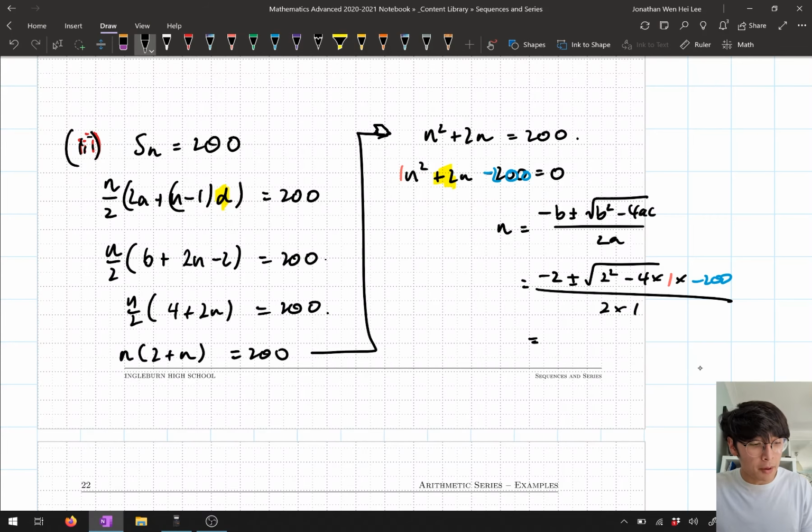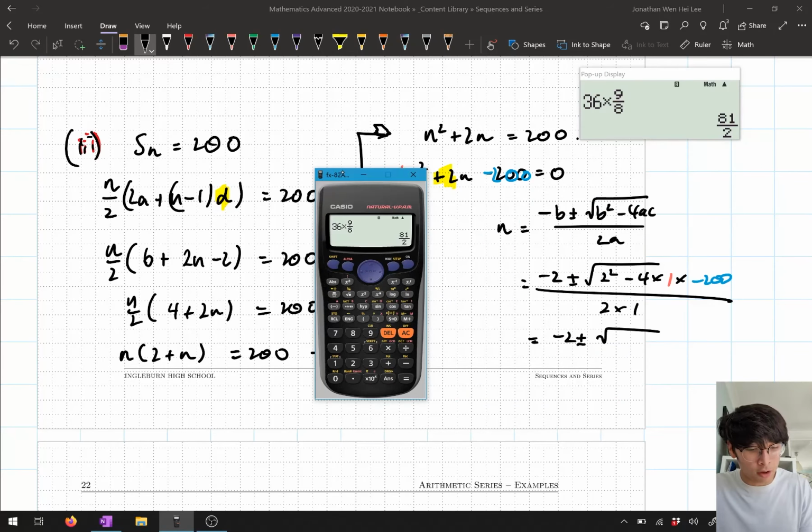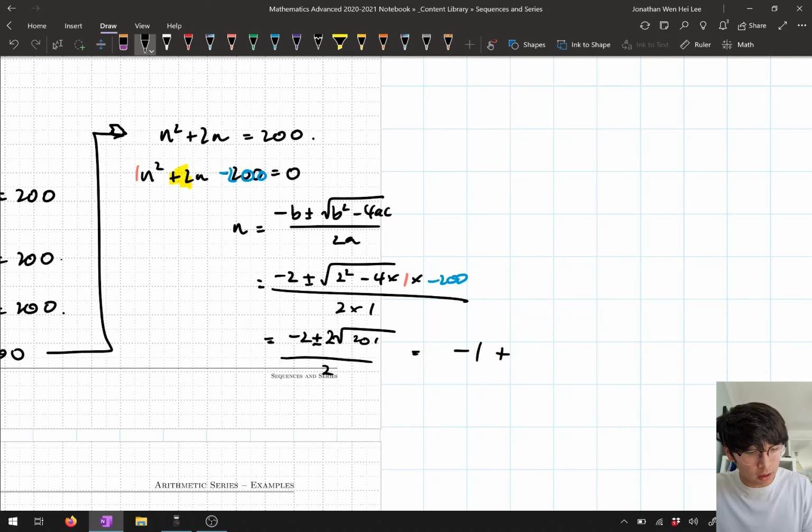So here, I'm going to get this value. Now, I'm going to immediately see that one of these values I'm going to get rid of. So here in the square root, I'm actually going to get 2 squared minus 4 times 1 times negative 200. So it gives me 804 divided by 4 will give me 201. So this is going to be 2 root 201 over 2, which will give me negative 1 plus or minus square root 201.